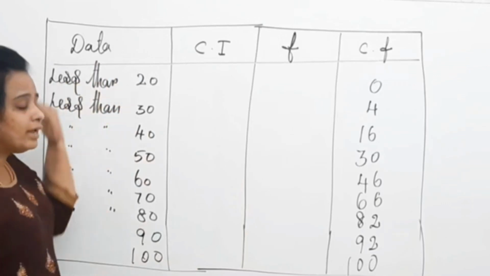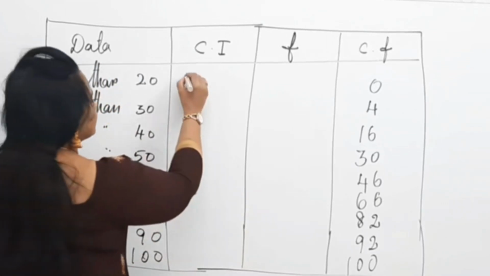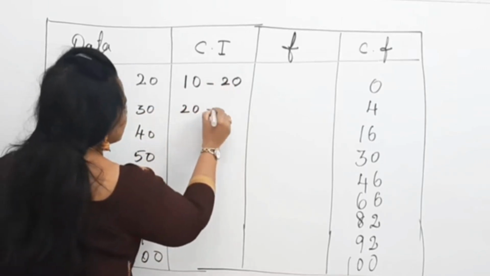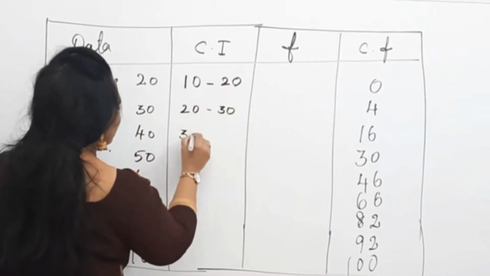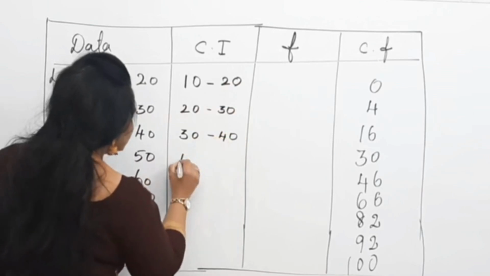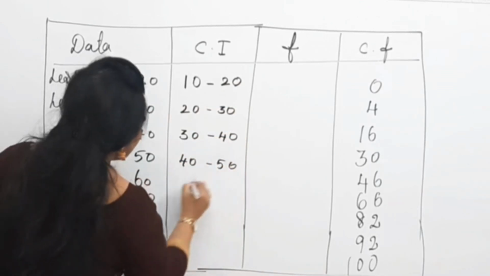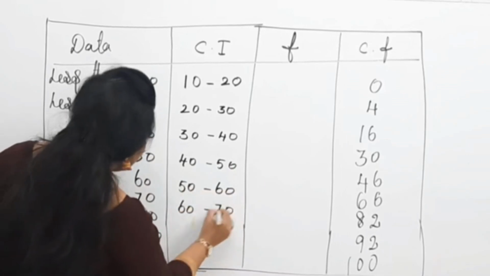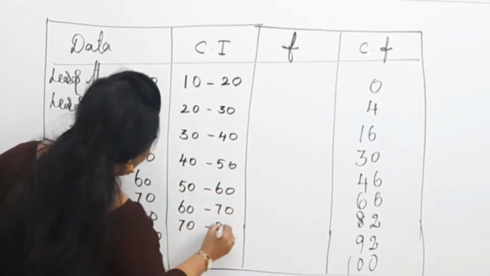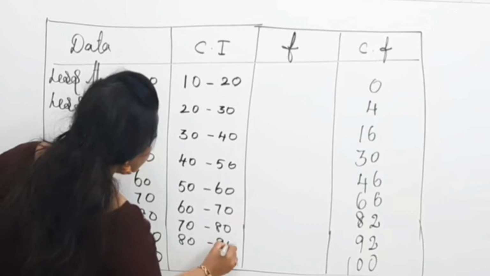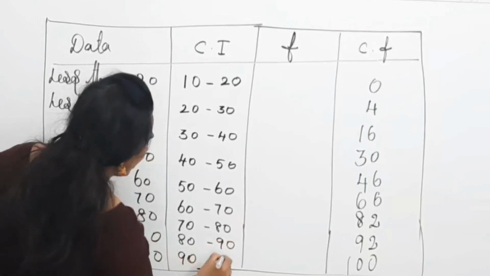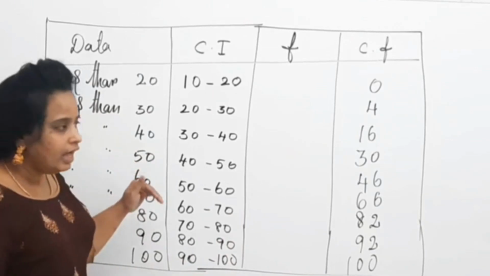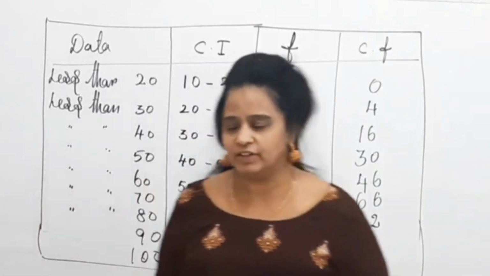So what would be the previous number to get my class interval? That is 10 to 20, 20 to 30, 30 to 40, 40 to 50, 50 to 60, 60 to 70, 70 to 80, 80 to 90 and then 90 to 100. Hope everyone got how to find the class interval. Now I'm going to get my frequency.